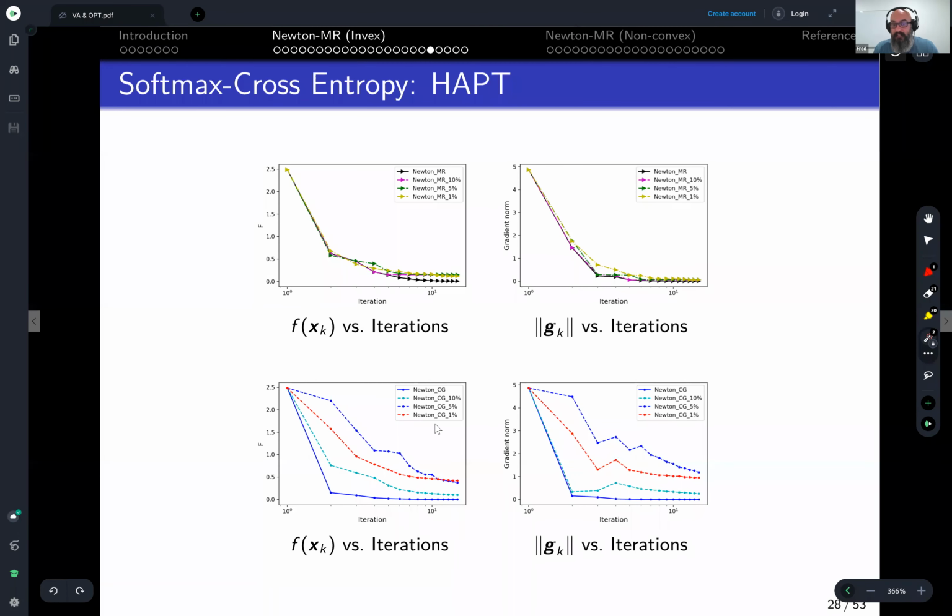But this cannot be said when you're using CG. As you can see, the gap between different approximations is going to be huge. For example, at 1% sample size, when the approximation is very crude, and also at 5%, the performance is significantly worse than the case where your approximation becomes more and more accurate or when it's exact. So that says CG is a lot more sensitive to the approximation of the Hessian, which is an important distinction between MINRES and CG.